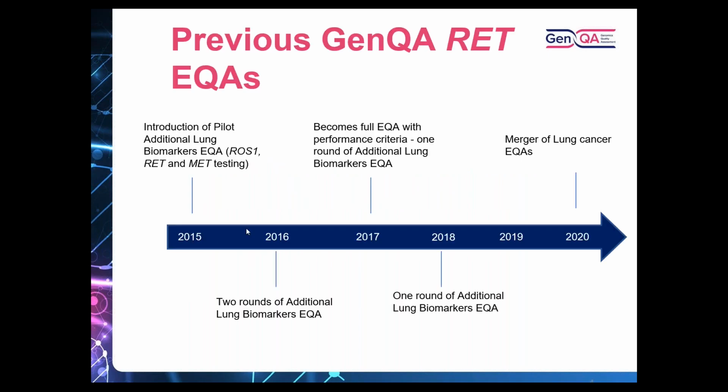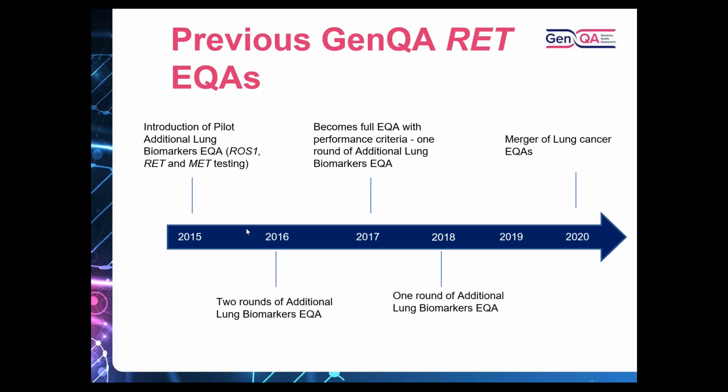So we first started running EQAs which included testing of RET in 2015. We set up a new pilot EQA for looking at some of the novel biomarkers which were of interest in lung cancer. So in that EQA, we included ROS1, RET and MET testing. And we had enough interest in this EQA to keep running it for a few years afterwards, as you can see. So in 2016, we actually ran another 2 rounds of this EQA.